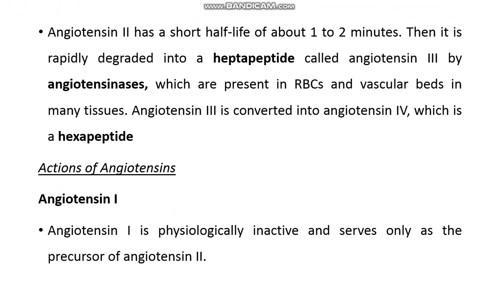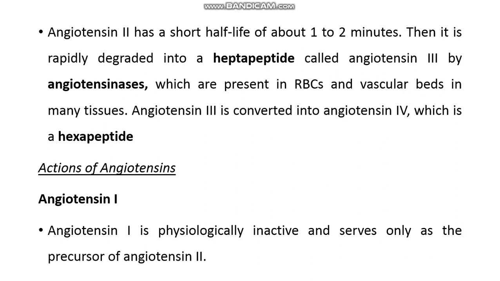Angiotensin 2 has only a short half-life, that is only 1 to 2 minutes. After 1 to 2 minutes, angiotensin 2 is rapidly degraded into a heptapeptide known as angiotensin 3 by angiotensinases. These angiotensinases are present in RBC and vascular beds in many tissues. Angiotensin 3 is converted into angiotensin 4, which is a hexapeptide. So that is the renin-angiotensin system.